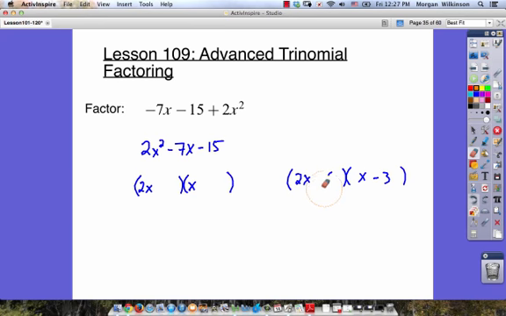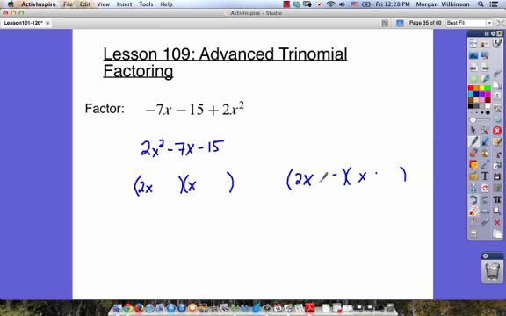So let's take this and we'll try it a different way. Let's try this one as negative 5 and this one as positive 3. 2x times x gives us 2x squared. Then we're going to get plus 6x minus 5x minus 15. This time we get 1x in the middle. We want negative 7x in the middle. This one didn't work out. Let's try another pair.